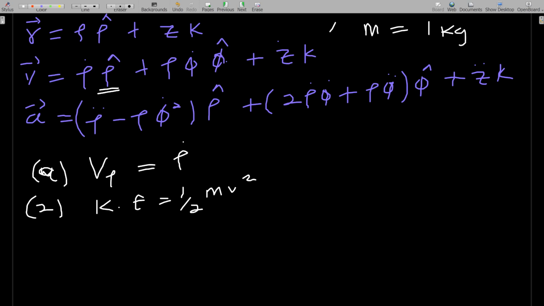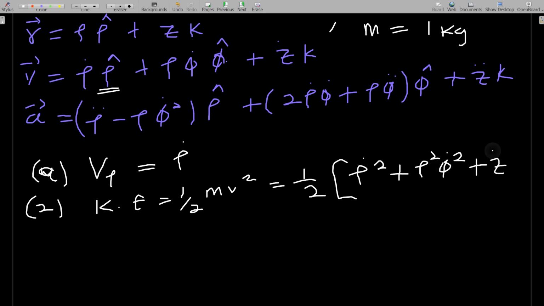This implies we have half times mass, which is 1, times v squared. And I said that v squared is the dot product of the velocity with itself. So let me dot this by itself. It's simply taking each component, squaring them, then you add all of them. So rho dot squared, plus rho squared phi dot squared, then plus z dot squared. This is simply your kinetic energy.